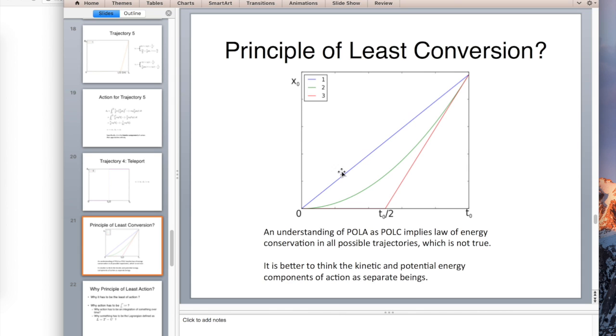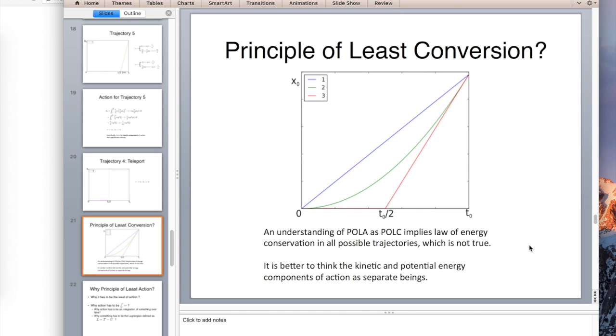But if you look at trajectory 1, during its trajectory, its kinetic energy is constant while its potential energy changes. You cannot say there's a conversion between kinetic energy and potential energy, because their sum is not conserved. Only under the condition that the energy is conserved can you say two forms of energy are converted from one to the other. But the very fact that the law of energy conservation is the outcome of the principle of least action does not apply to other trajectories. So, in conclusion, understanding the principle of least action as the principle of least conversion implies the law of energy conservation in all possible trajectories, which is actually not true.